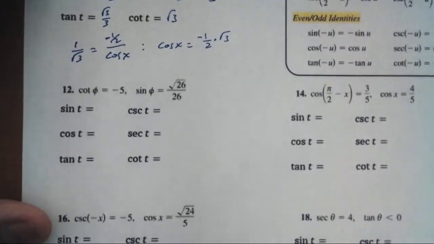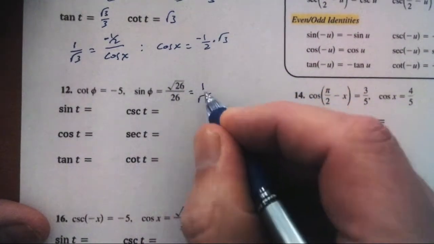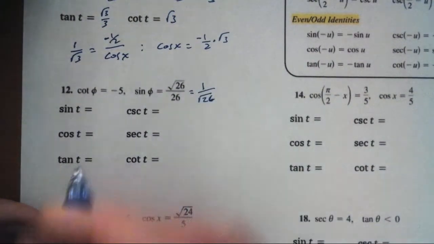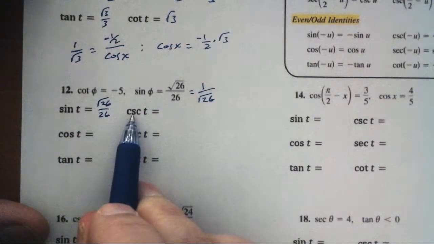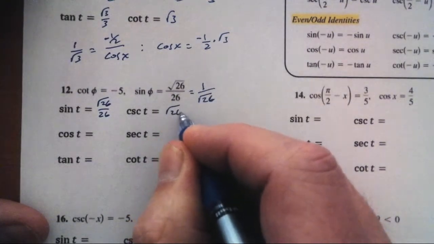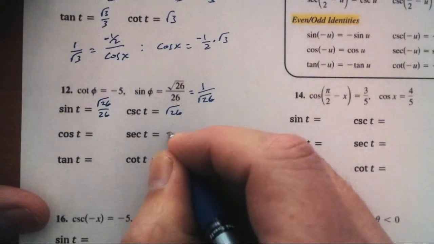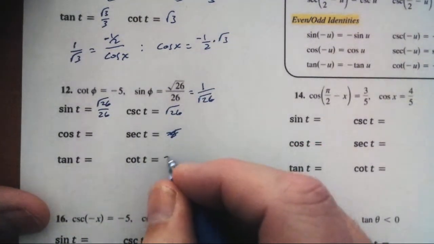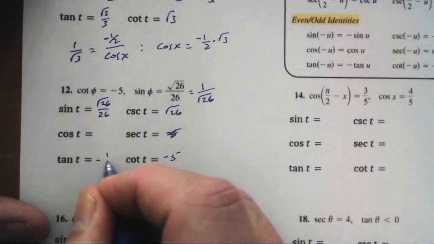Okay, number 12. Hopefully we recognize this as having been the rationalized form of 1 on square root of 26. That's helpful for us. So sine is square root of 26 on 26. Cosecant is the reciprocal of that, square root of 26. Cotangent is -5, making tangent the reciprocal of that, negative 1/5.